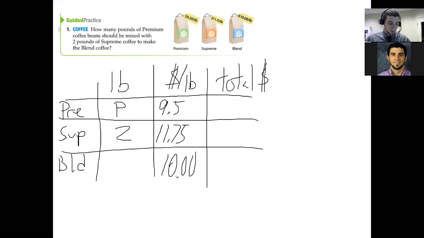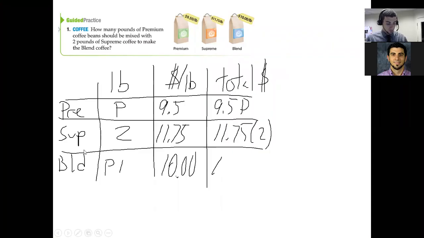Now the total is where you multiply them. So the total for the premium is going to be $9.50 times P. The total for the supreme is going to be $11.75 times 2. And the blend is going to be 10 times however many pounds of blended coffee there is. So the amount of blended coffee is just the combination of premium and supreme, so P plus 2. So since it's $10 a pound, it's going to be 10 times P plus 2.